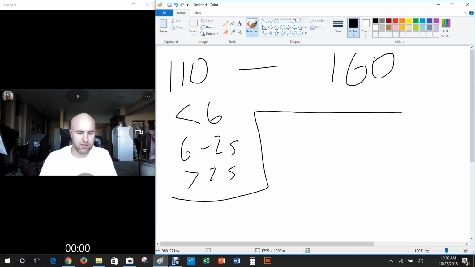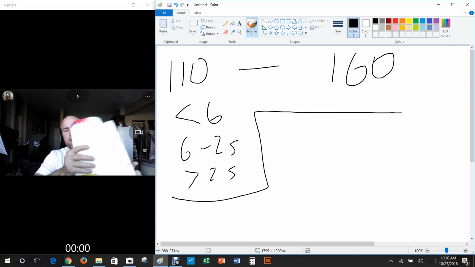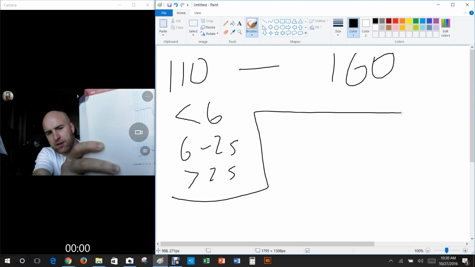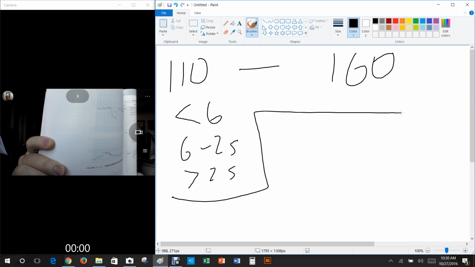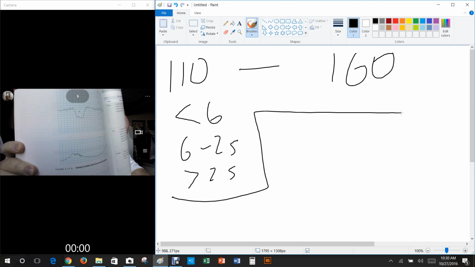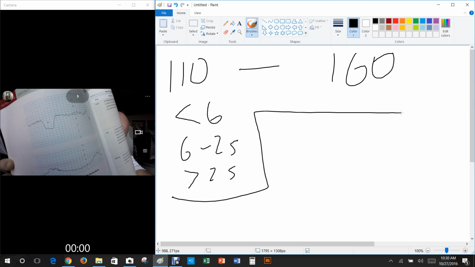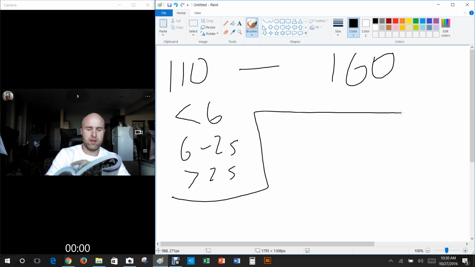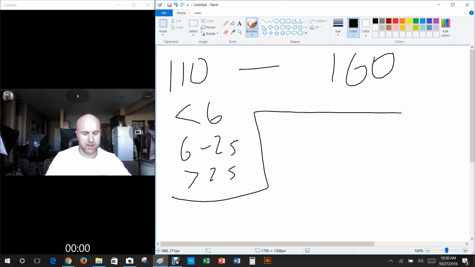Kind of what some of this looks like. So I don't know if you can see that. There we go. What some of this may look like there. That top one is the variable heart rate.